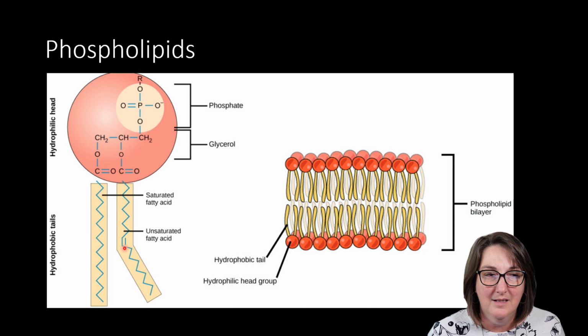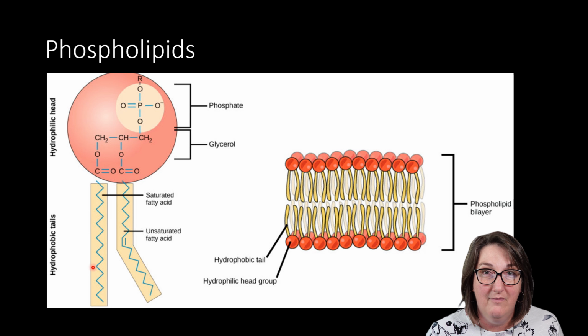Some will have kinks. If they have a kink, it means they have a double bonded carbon somewhere, and this becomes unsaturated. If I don't have any double bonds, it's going to be a straight line, and these are saturated fats. So these tails can have saturated and unsaturated fatty acid tails.